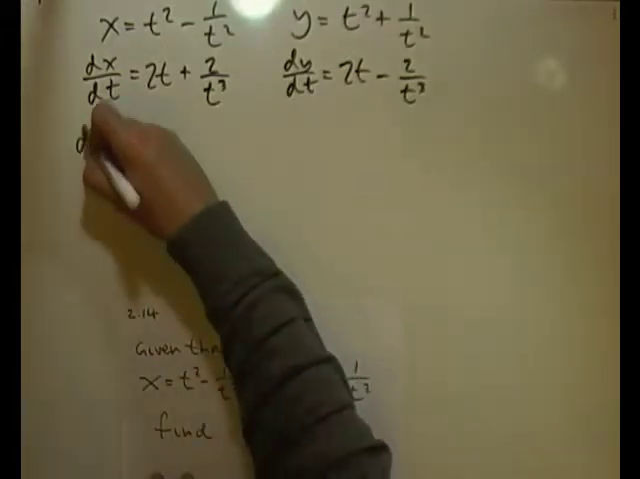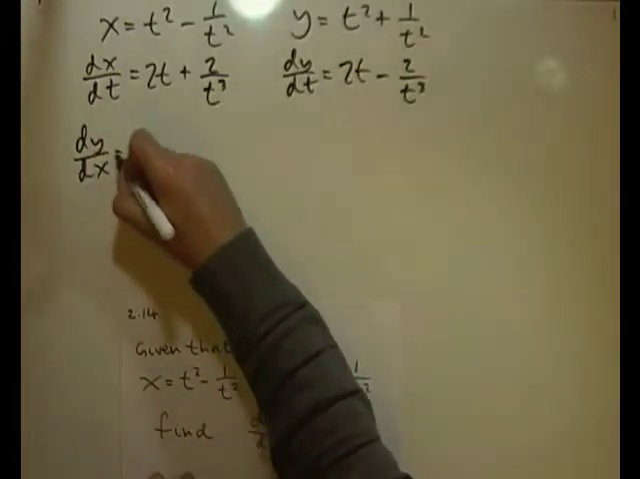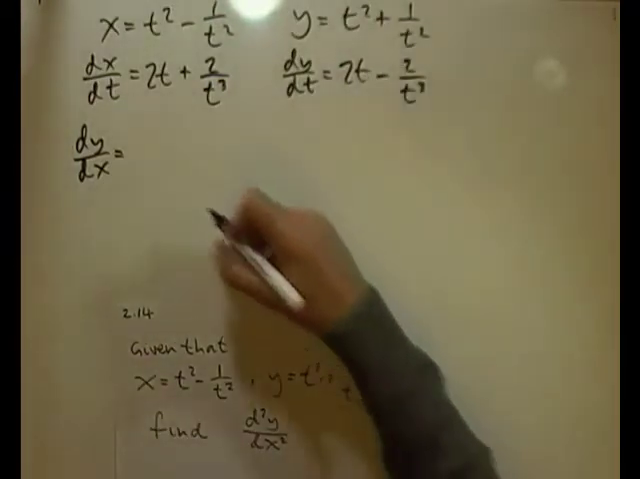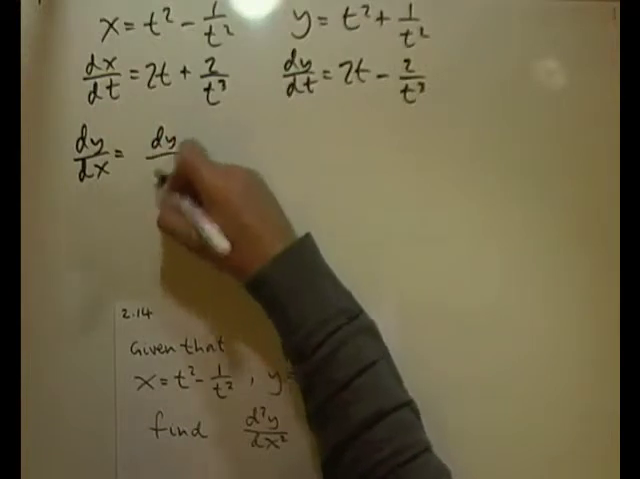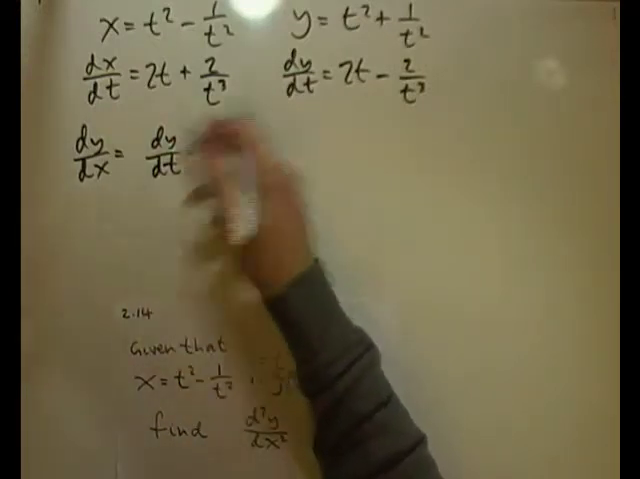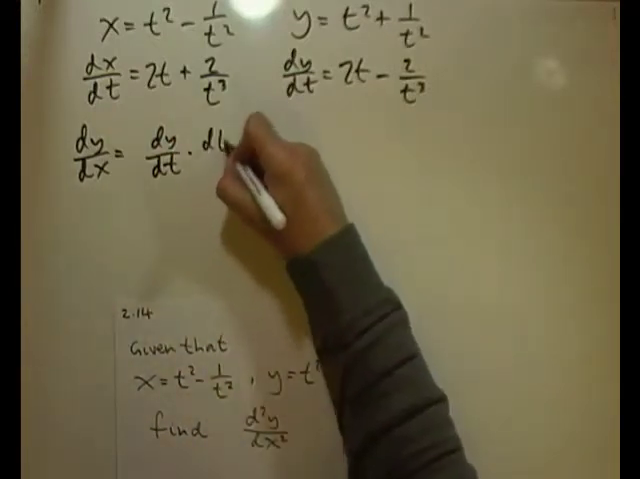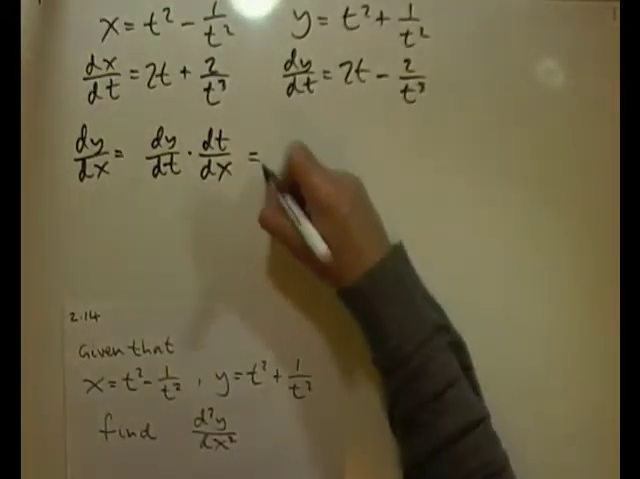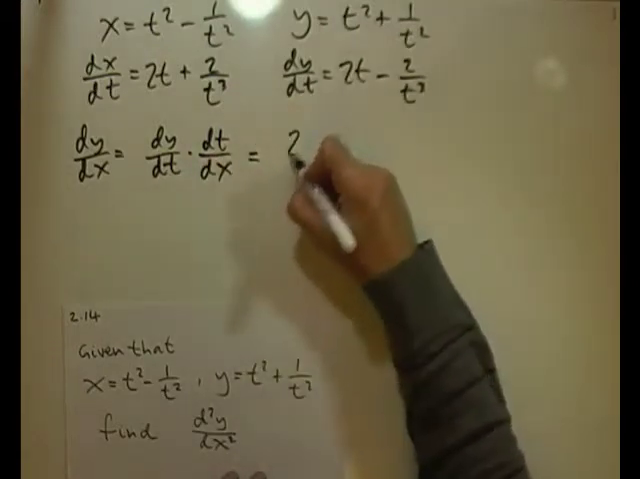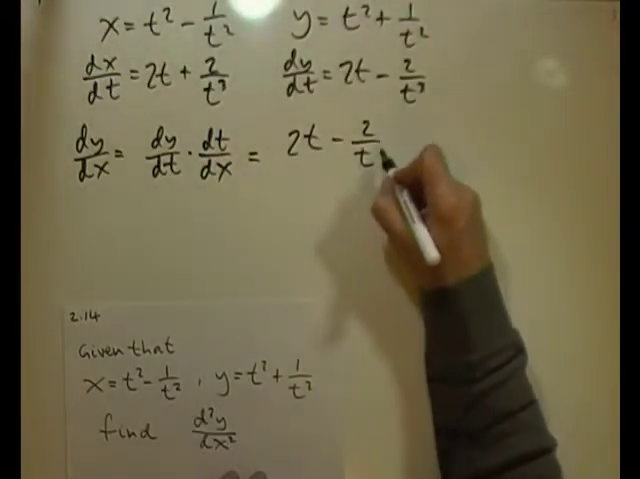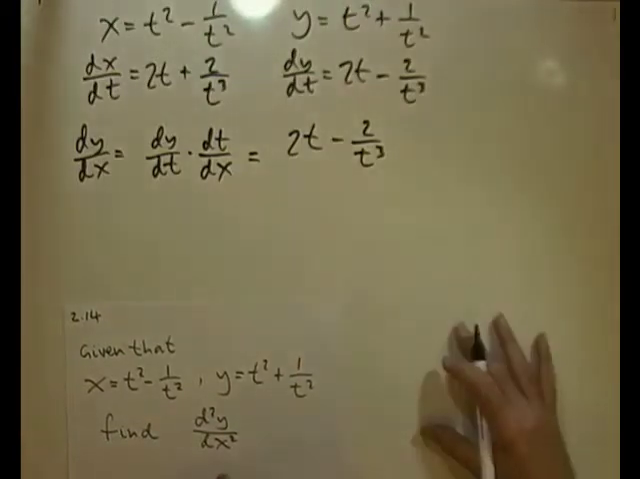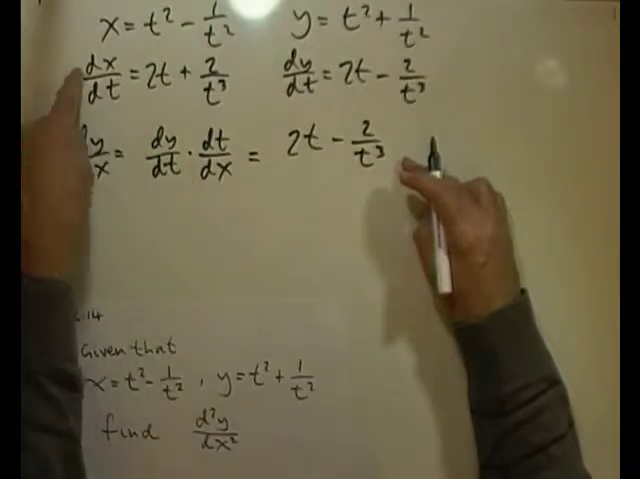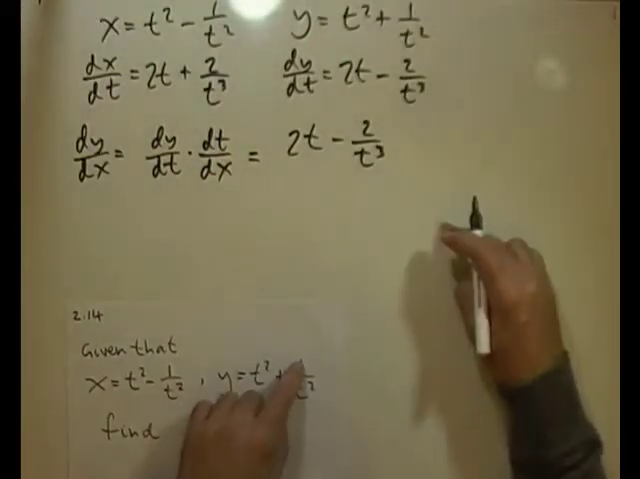Then, to get the first derivative, I want dy by dx. Well, I can't differentiate y with respect to x. It's only got t's. So I'll have to differentiate y with respect to t. And then, by the chain rule, function of function, multiply by the derivative of t with respect to x. So that would be dy by dt, 2t minus 2 over t cubed, which in itself isn't that bad an expression, but it'll be times dt by dx, which is the reciprocal of this. So it'll be 1 over that.